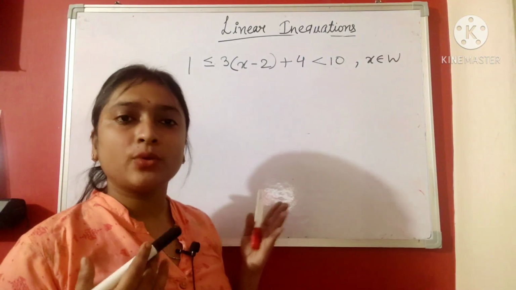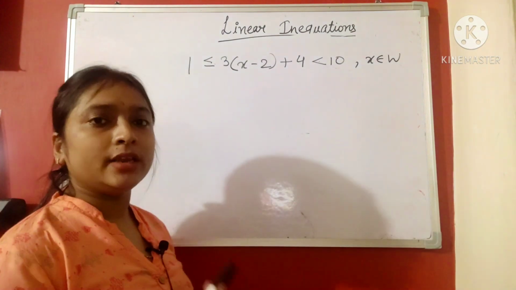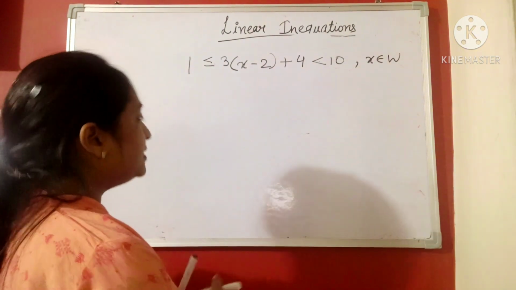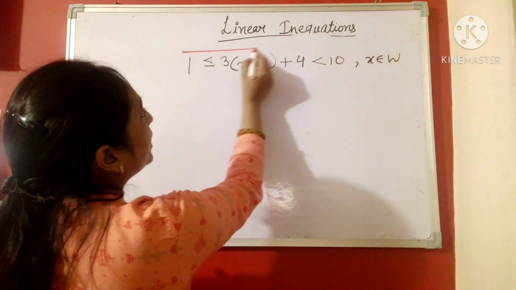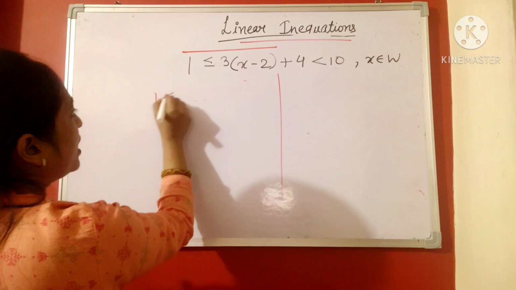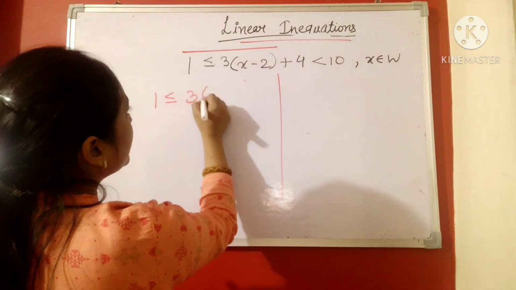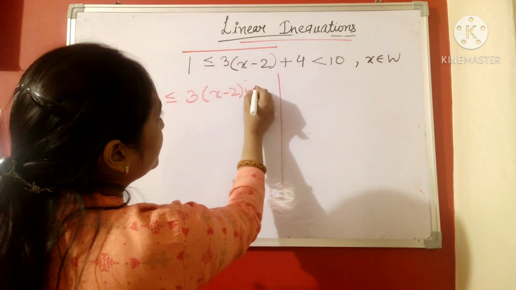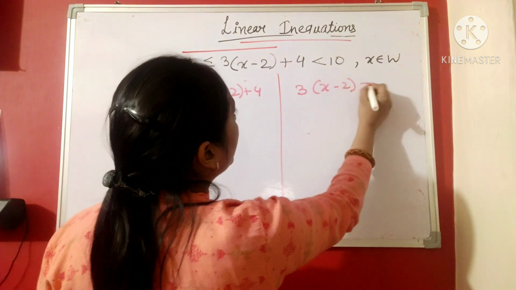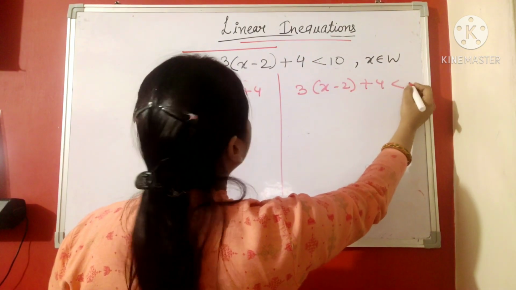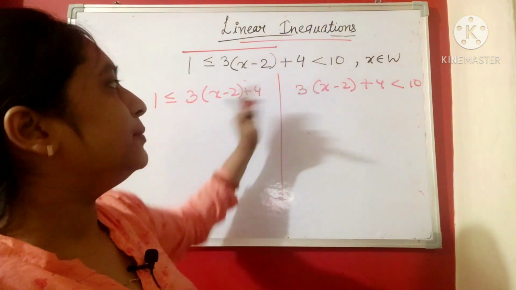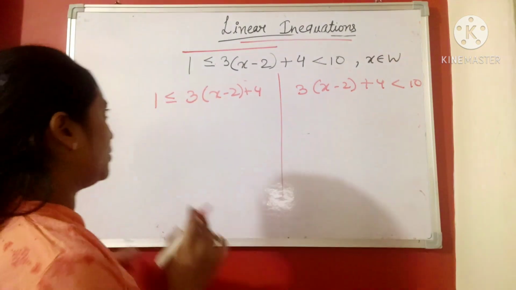How to solve the inequality when in one question two inequalities are given? In such cases, we divide the question into two parts. First part will be 1 less than or equal to thrice x minus 2 plus 4, and the second part will be thrice of x minus 2 plus 4 less than 10. Fine. So we have two parts, and in both the parts we have only one inequality.